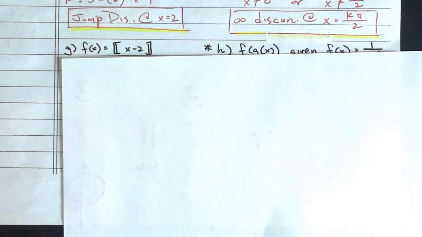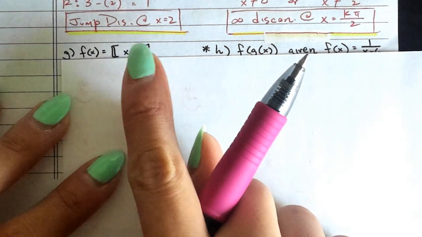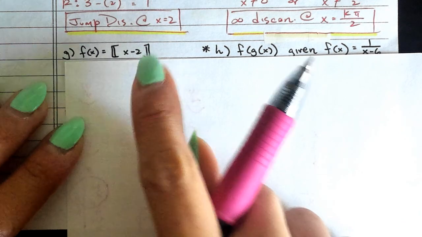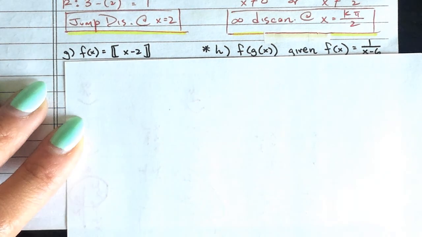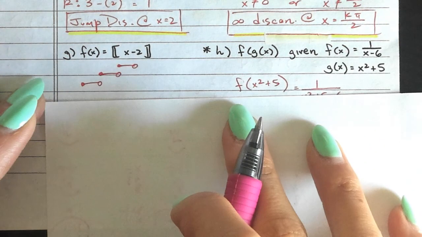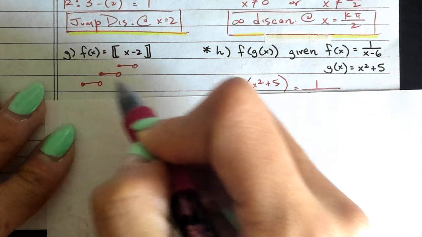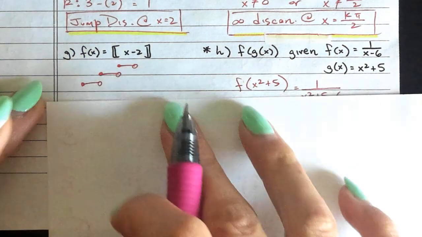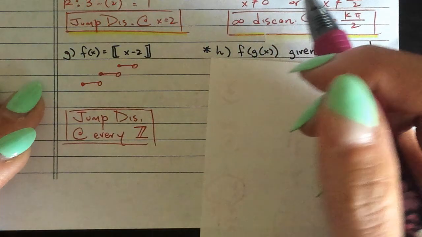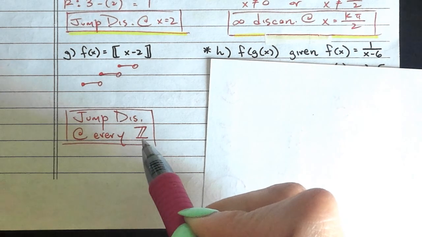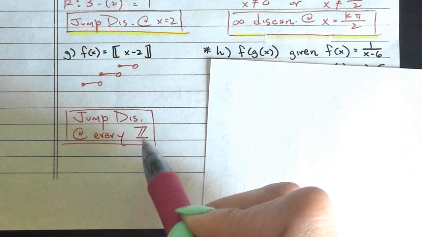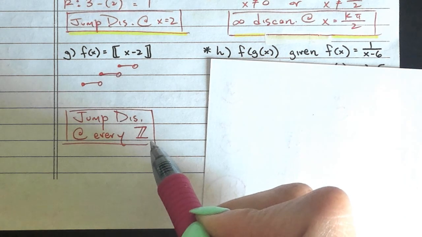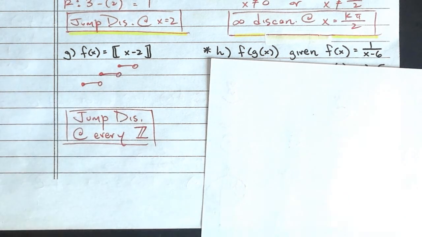So what does this mean? This is a step function. If you look at any step function, there are steps, so there are going to be jump discontinuities. We can say there are jump discontinuities at every integer. This is a way to write integer, but you don't have to use it. So jump discontinuities at every integer.